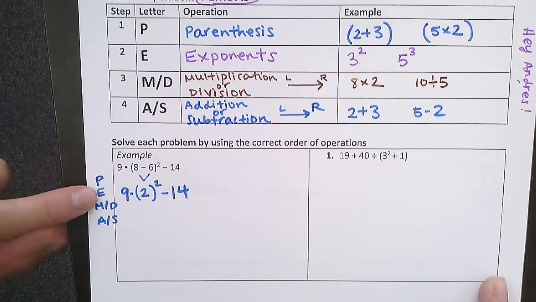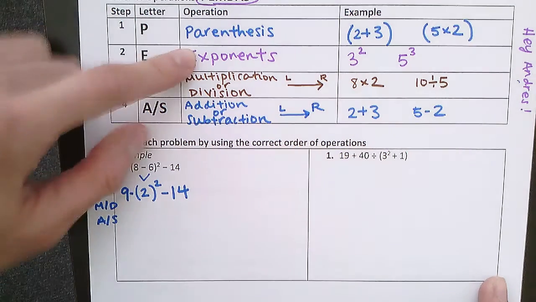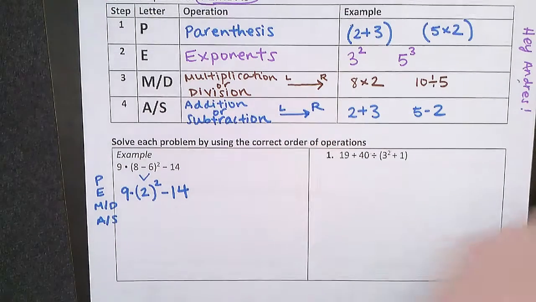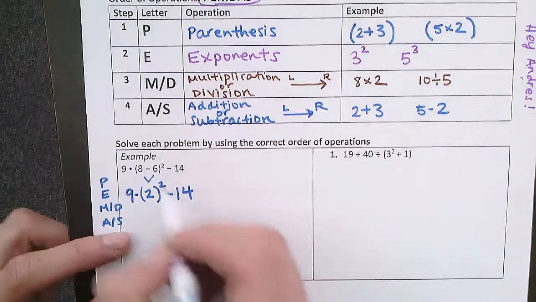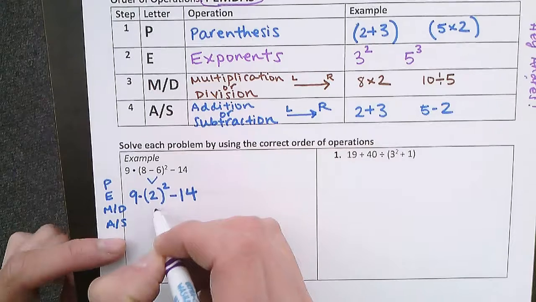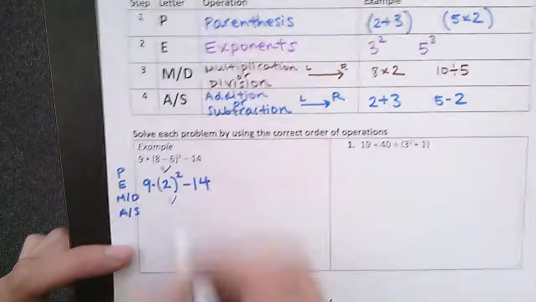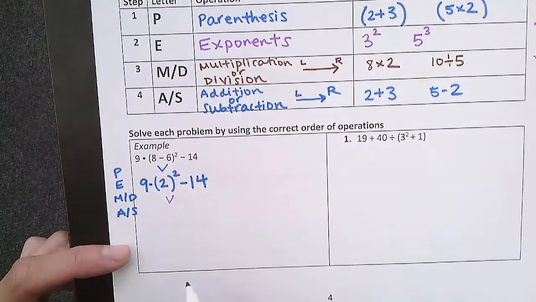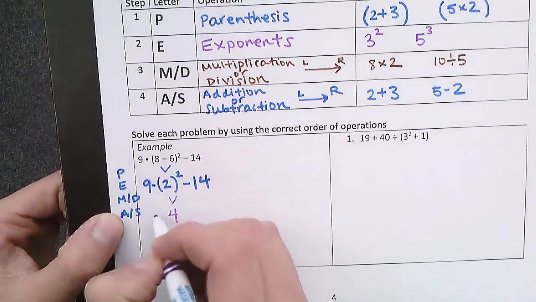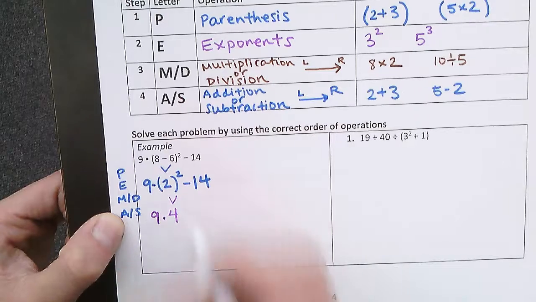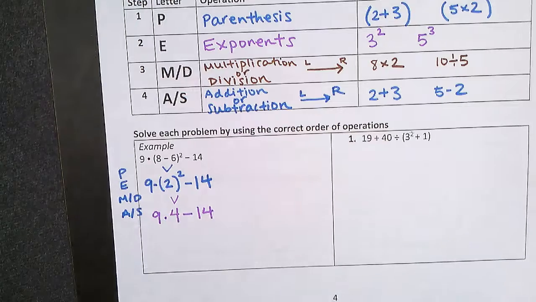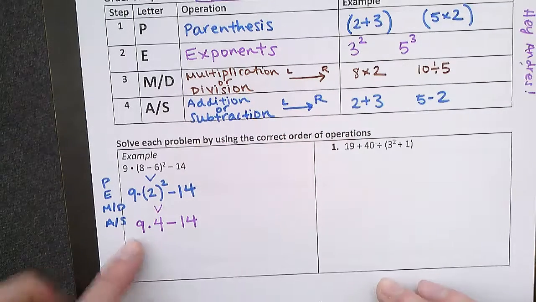Next is the letter E in PEMDAS, or exponents. So we check. Are there any exponents in this problem? Yes, there are. The squared, the 2 up there. So we're going to do that next. 2 squared, or 2 times 2, is 4. And we still have the 9 times 4 minus 14. Those parts still stay. Okay, so we did all the exponents.